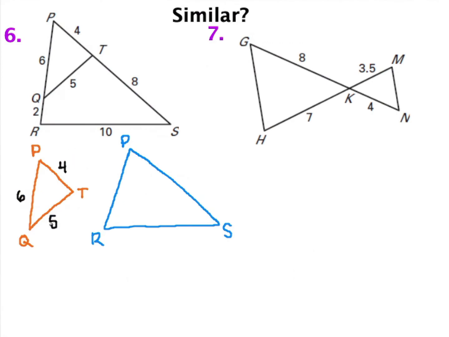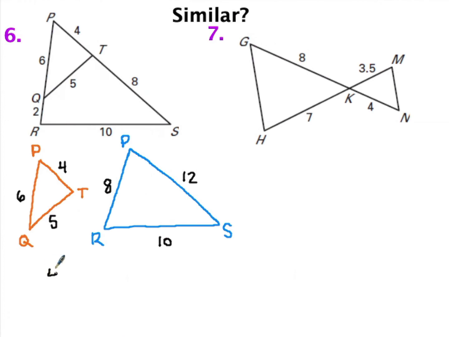But for the big one, you have to do a little math, like this PS is going to be 4 plus 8, 12. And PR, 6 plus 2, 8. And then RS is that 10 down there. I just think drawing it out makes it way less stressful.